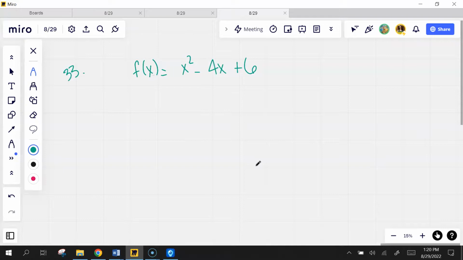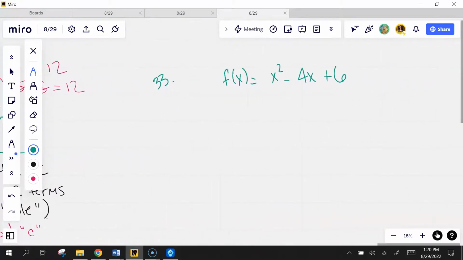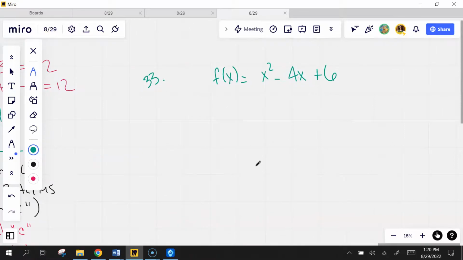Complete the square to write it in vertex form. Then we'll identify the vertex and the axis of symmetry. So my first step, factor out the leading coefficient from the first terms and leave the hole. Why can't you do that? It's just 1, right? So it's just x squared minus 4x. I'm still going to leave a place for that hole, but I'm going to do a plus 6 here.